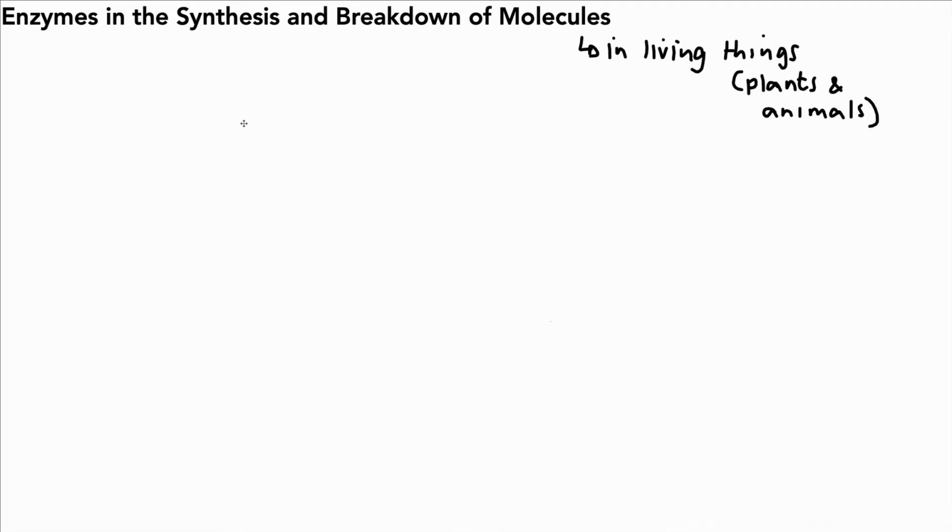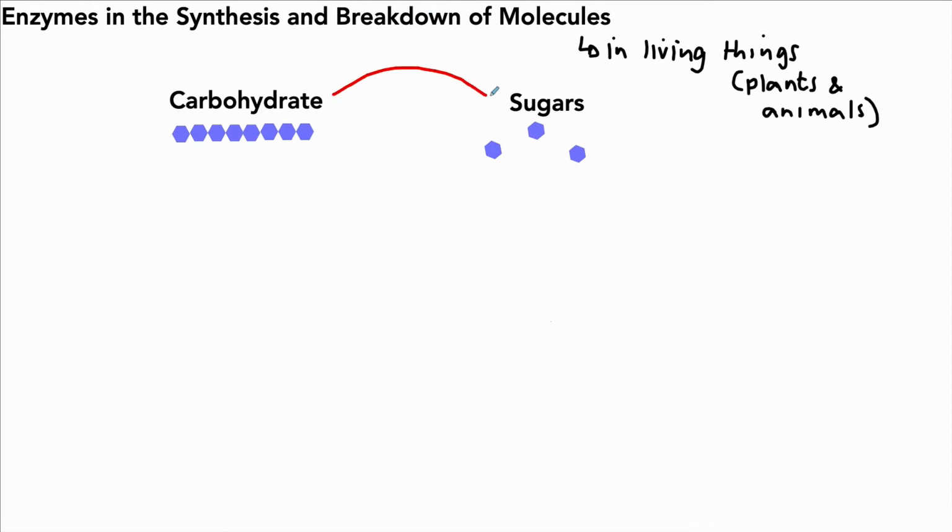Well, the first example that we can use is the idea of a carbohydrate. There are many types of carbohydrate, but carbohydrates can be broken down into simple sugars, and that's done by enzymes, and there are various enzymes that work in the bodies of plants and animals. One example of carbohydrates being broken down is that of digestion in animals. So carbohydrates are digested into sugars through enzymes.